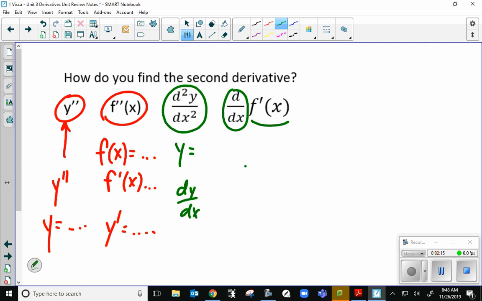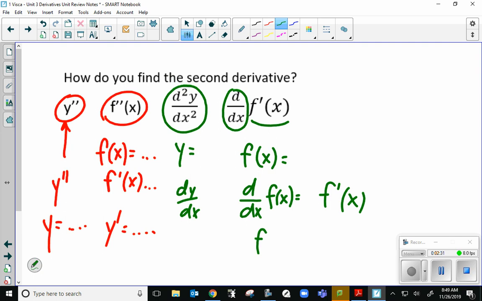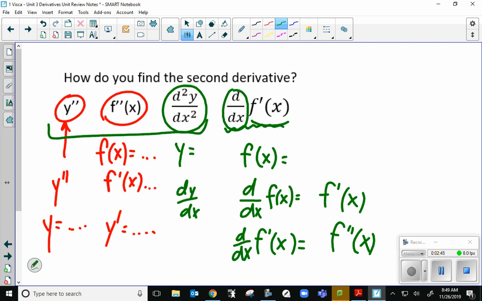Let me explain. Here's f of x. If I want the derivative of f of x, that's the first derivative. That gives me this, first derivative. Now, if I have the first derivative, but I want to take the derivative of that, that will end up giving me the second derivative. You really don't see this that often. Really, it's these first three, and actually, more so, these first two. So that's notation.